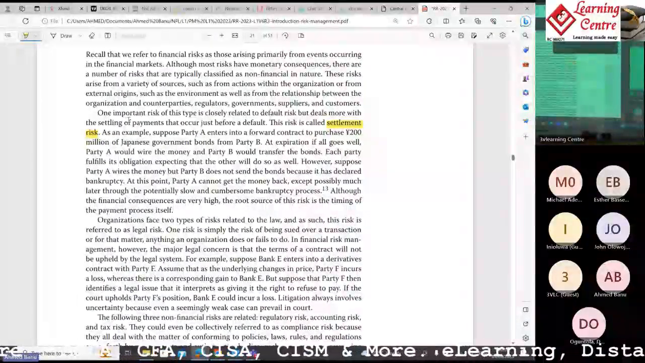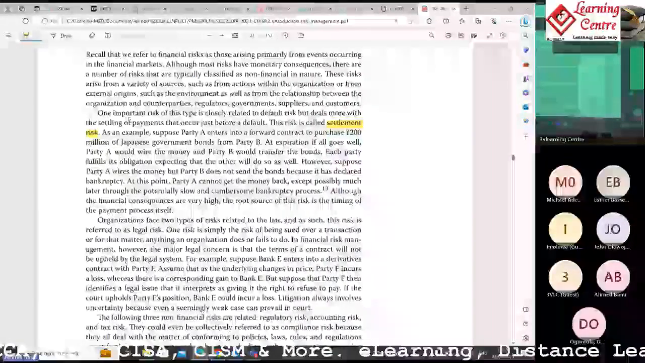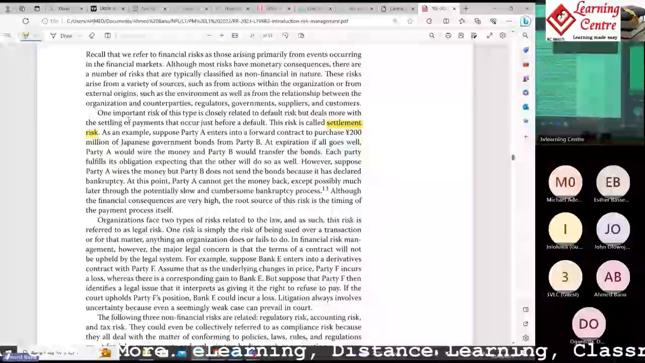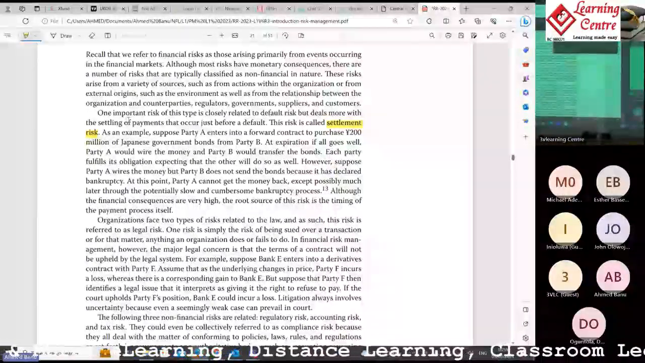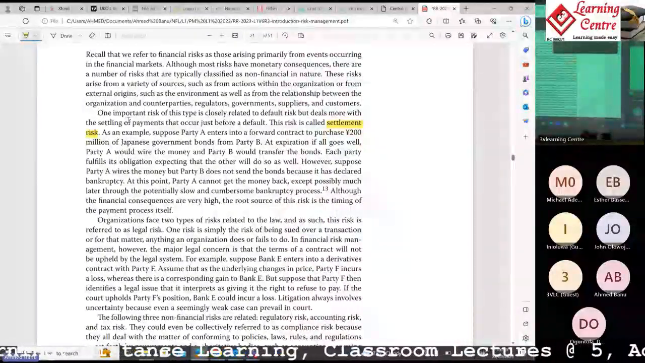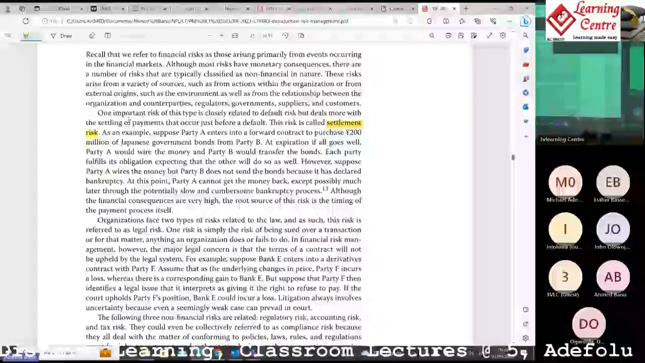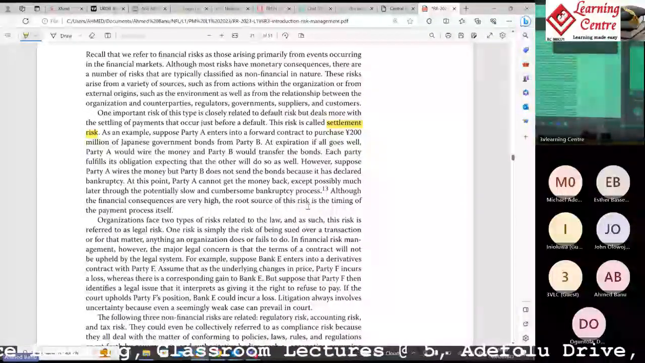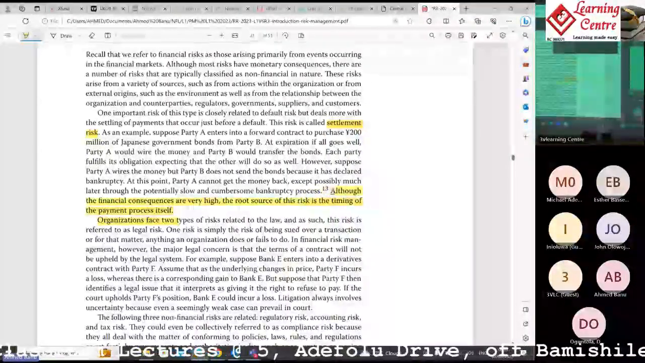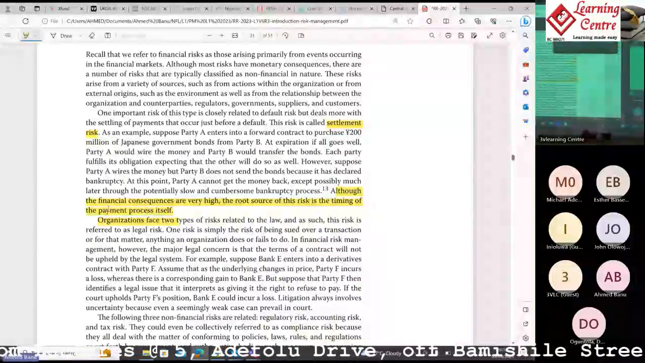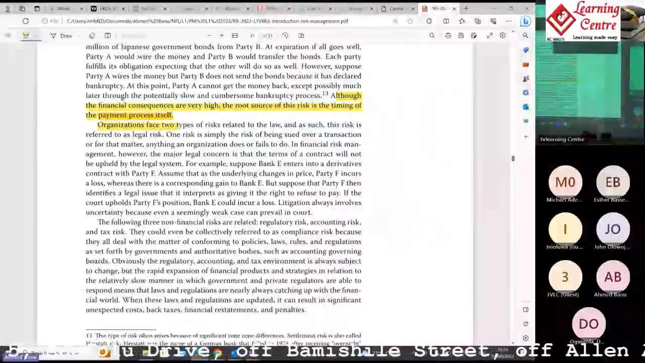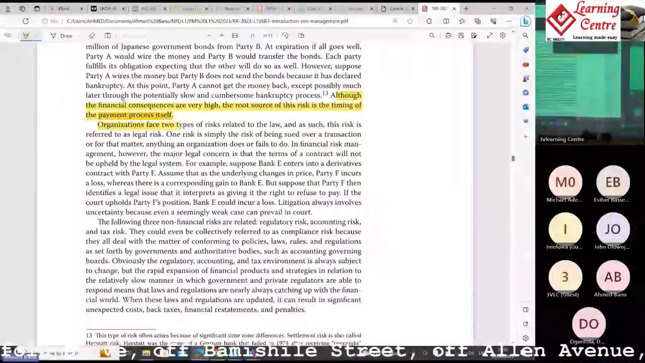So for as long as my app was down, the malam was exposed to settlement risk, because I can't return the bread. Yeah. So that's settlement risk. It happens a lot in the market. You see that all the time. Although financial consequences are high, the root source of this risk is the timing of the payment process itself. So like I mentioned, the issue really is how long it takes when there are delays in me paying, or somebody paying me for what I've sold or what I bought.